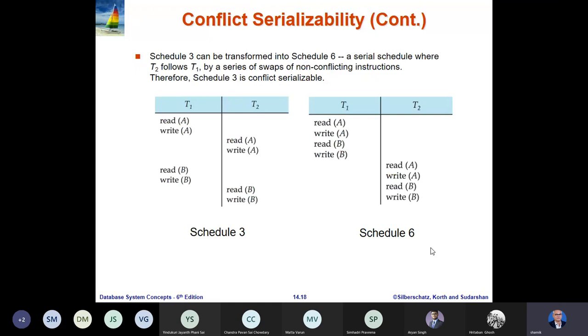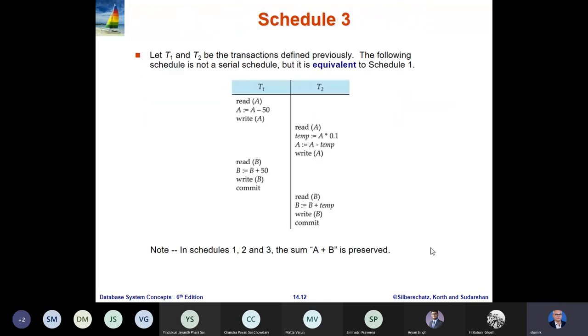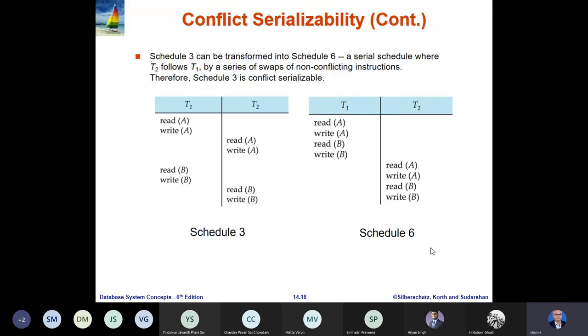So let us see some examples. If you remember we had schedule 3, I am just referring to it once more for your convenience. This is schedule 3 and we have removed everything other than the reads and writes. Schedule 3 was: read A, write A, read A, write A, then read B, write B, read B, write B. Now you see that T2's read A, write A operate on A, and T1's read B, write B operate on B.